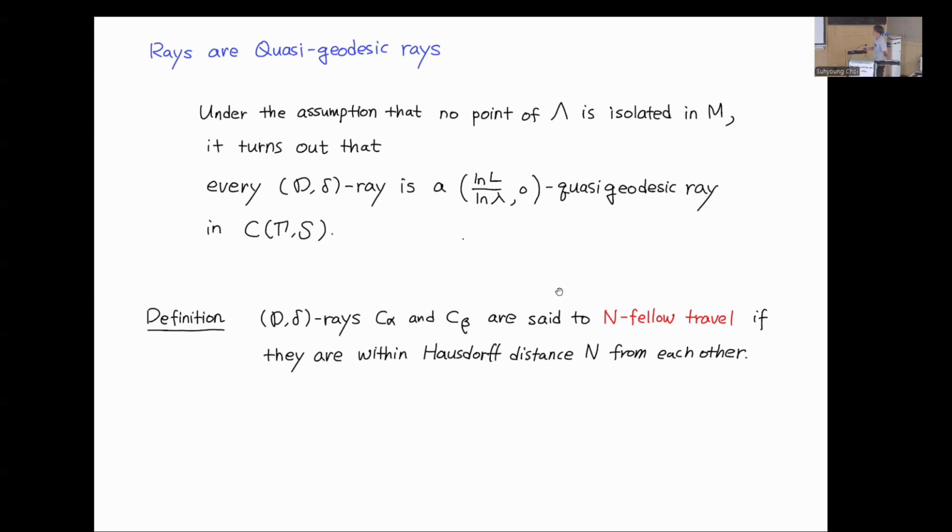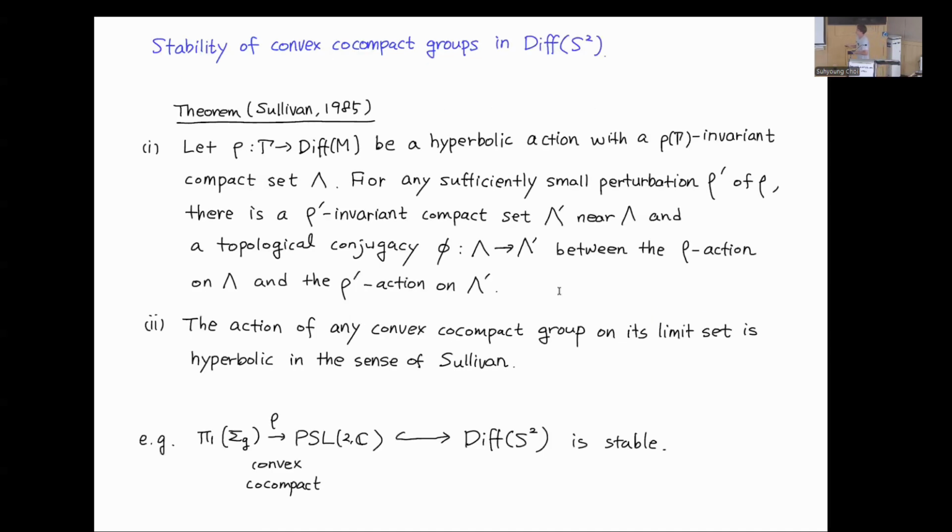We also require another condition, the so-called M-parallel traveling property. So two delta rays are said to be M-parallel traveling if they are within Hausdorff distance M from each other. If all the delta rays for the given x are M-parallel traveling, then we say that the gamma action on lambda is M-parallel traveling. Okay. So that is the definition of the M-parallel traveling.